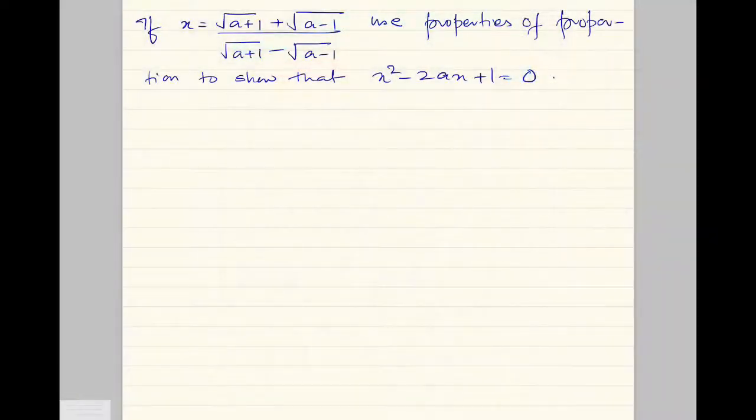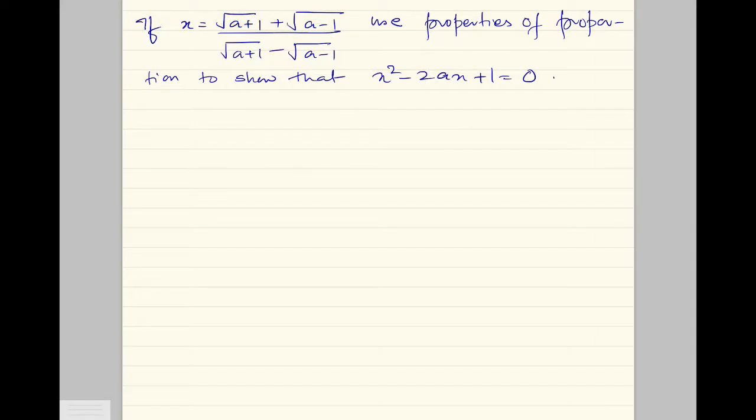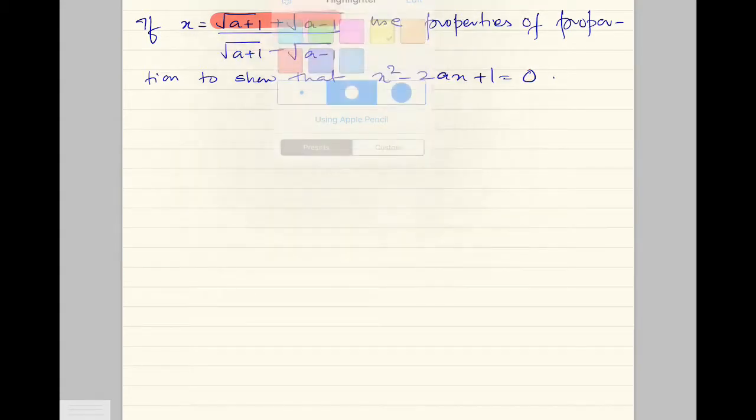Here we have another sum based on properties of proportion. Let us solve it. It says if x equals under root a plus 1 plus under root a minus 1, over under root a plus 1 minus under root a minus 1, using the properties of proportion, show that x square minus 2ax plus 1 equals 0. That's what you need to show. So this one should be in a different color, maybe yellow. Okay. So now let us start.